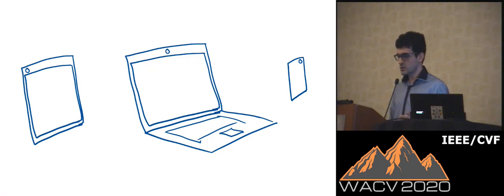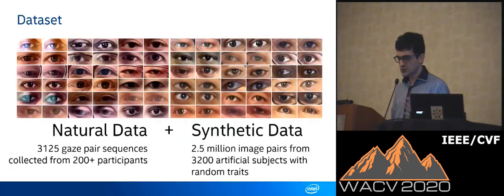Our system supports a wide variety of video conferencing capable devices having different display sizes and camera placements. Whether your camera is located at the top left, center, or right corners of your device, our model works without any calibration. We trained our model using a combination of natural and synthetic data.